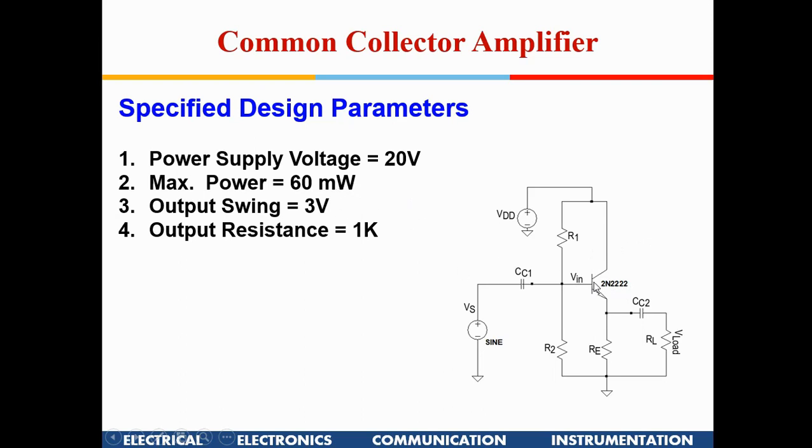In this case, the 2N2222 can handle up to 500 milliwatt power, so this transistor is okay for it. Otherwise, if you have to drive lower loads and take more current from here, then you might have to change this transistor to some other transistor which can handle that kind of power. So in a CE amplifier you have to also cater for the power requirement. So accordingly the transistor has to be chosen. Okay, so this is the thing.